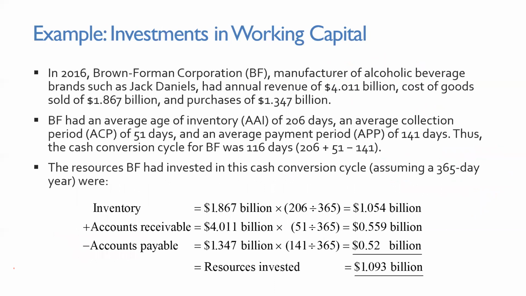For example, we can look at the investments in working capital. This company had an annual revenue of 4.011 billion, cost of goods sold of 1.867 billion, and purchases of $1.3 billion. Based on the financial statements, the company had an average age of inventory of 206 days, an average collection period of 51 days, and an average payment period of 44 days. Thus, the cash conversion cycle is 116 days. So simply days inventory plus days receivables minus days payables.